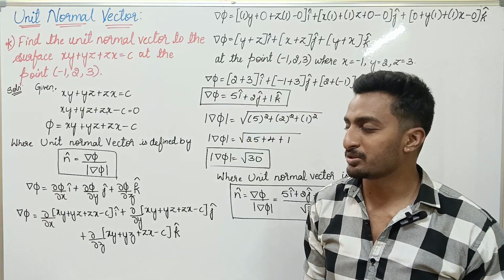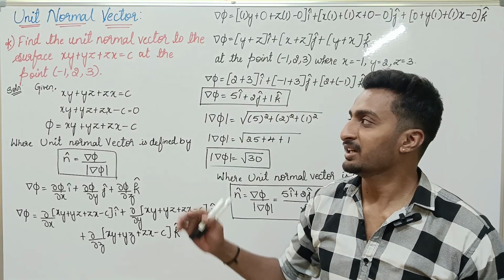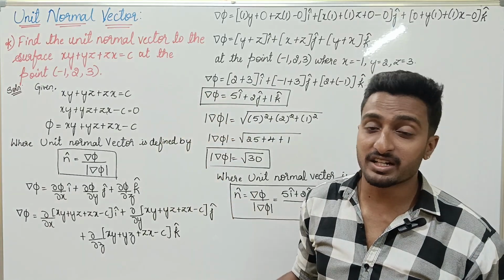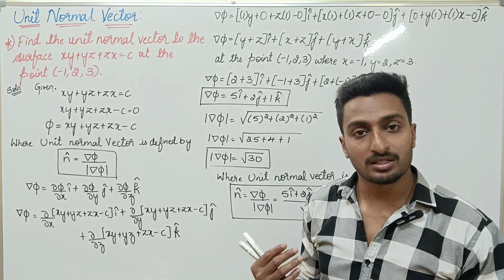I hope you have understood this problem step by step: how to find gradient phi, and how to differentiate with respect to x, y, z. It is the easiest method.